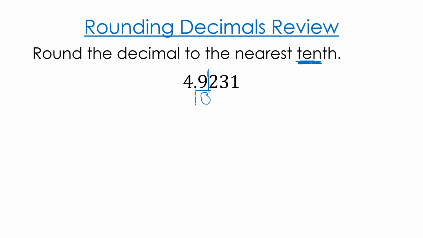So you might remember we talked about this again at the beginning of the year. 5 or more, add 1 more, 4 or less, let it rest. So the 2 next to the 9, we have to decide, is it going to bump it up or is it going to leave it alone? Since 2 is less than 5, our answer is going to stay 4.9.